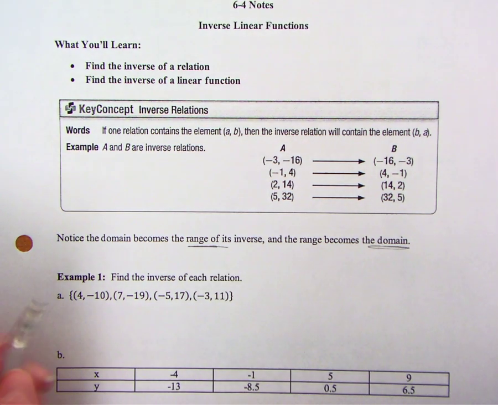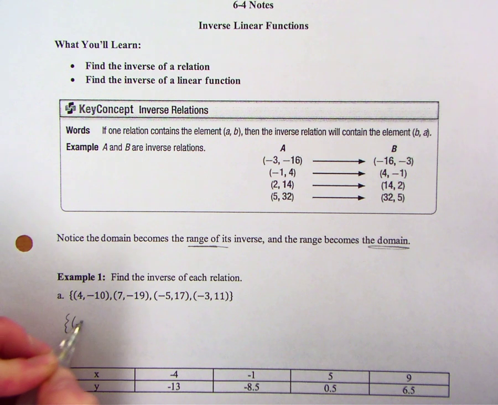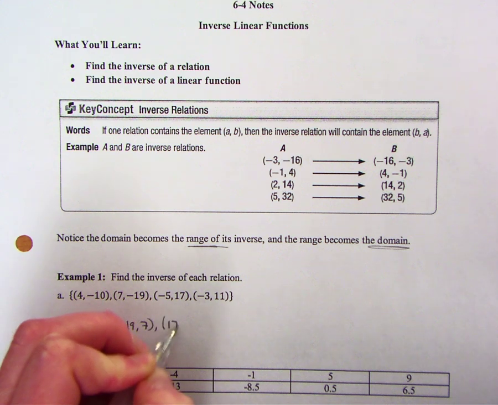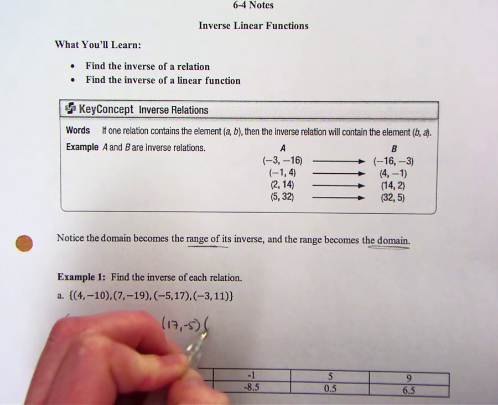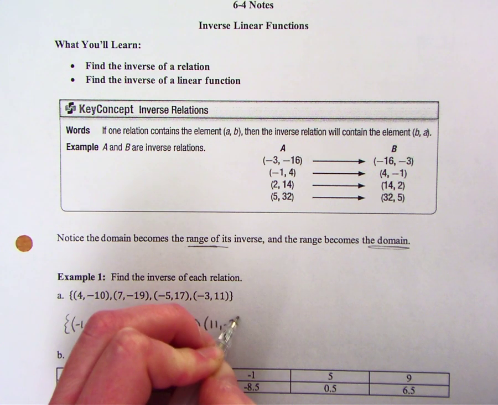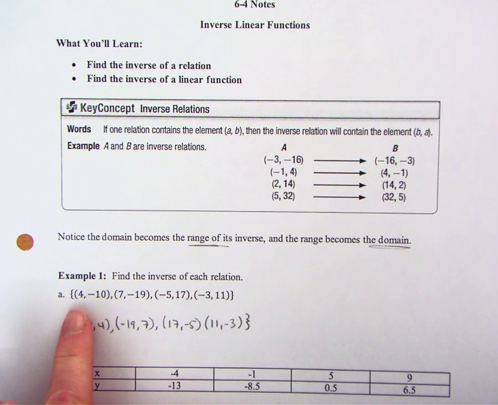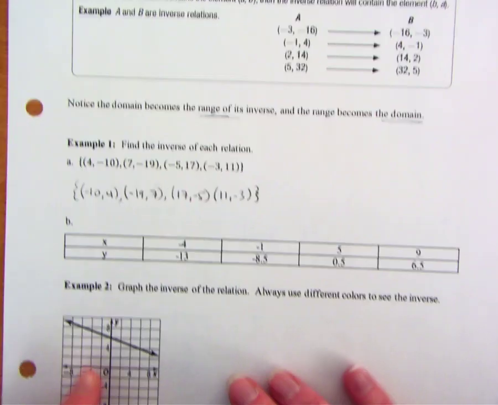So for this example, the inverse of -10, 4, -19, 7, 17, -5, and 11, -3 would be the inverse. We switch the domain and the range, or the X and the Y values. The signs stay the same, everything else stays the same.